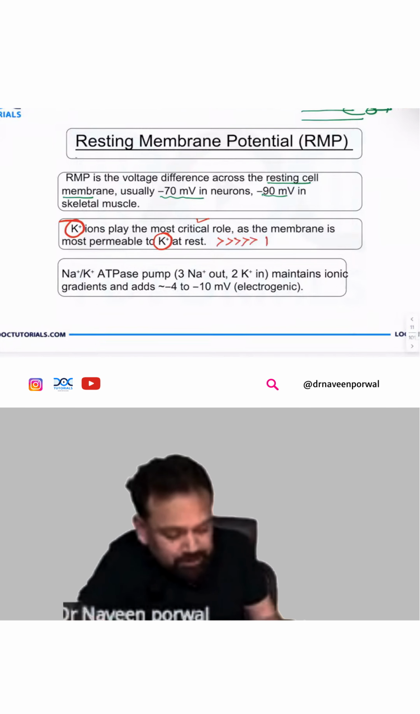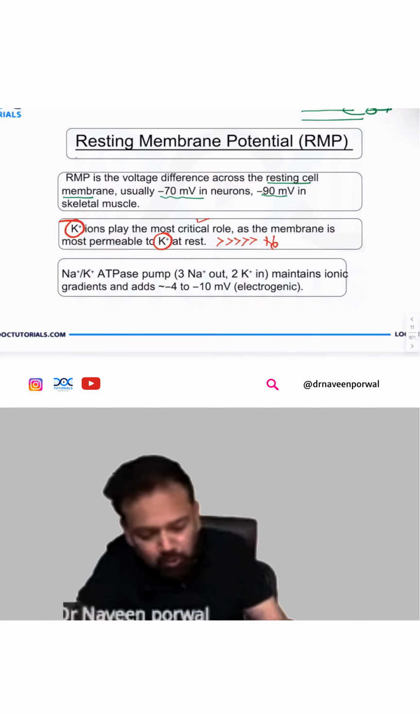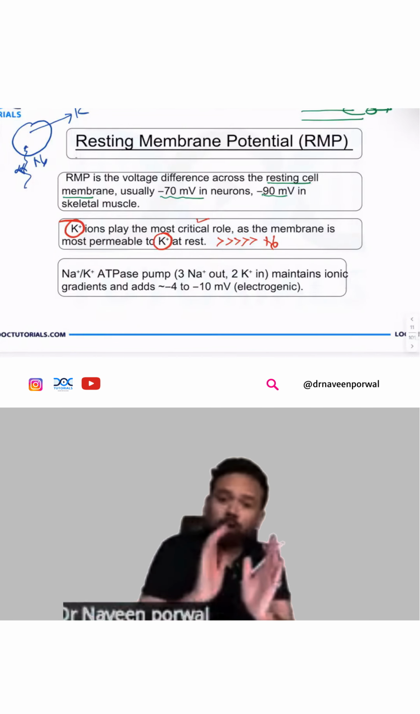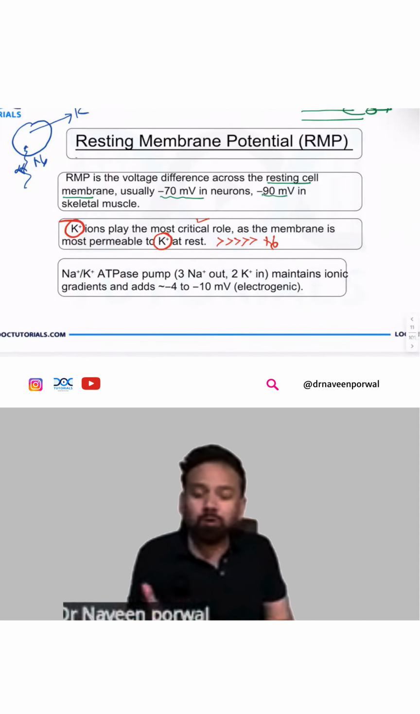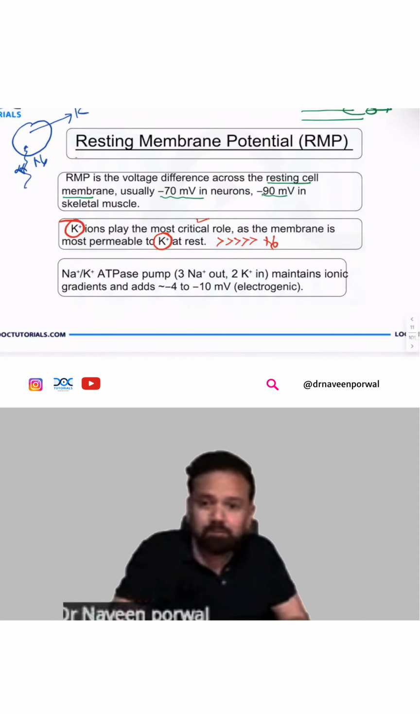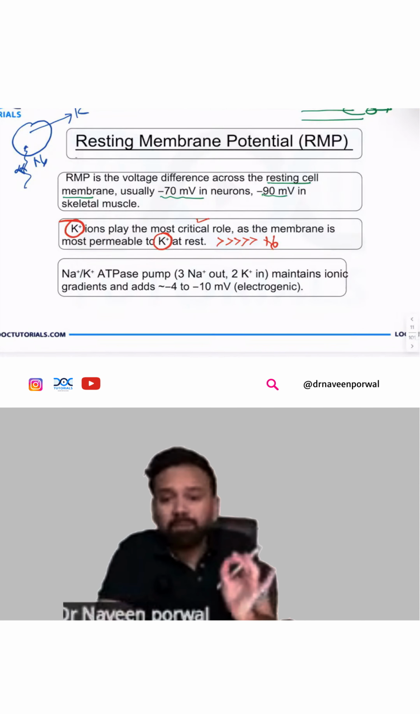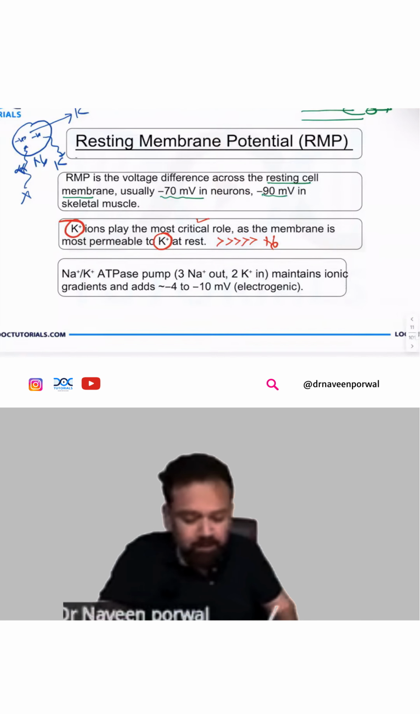At the resting condition, your cell membrane is permeable to potassium. Potassium can go out. Sodium cannot come inside, my dear doctor. Sodium is not permeable at resting condition. Only when there is a stimulus does it become permeable. So for action potential, sodium is important. But during resting condition, only potassium is permeable, my dear doctor. So when potassium is coming out, this will be negative charge.